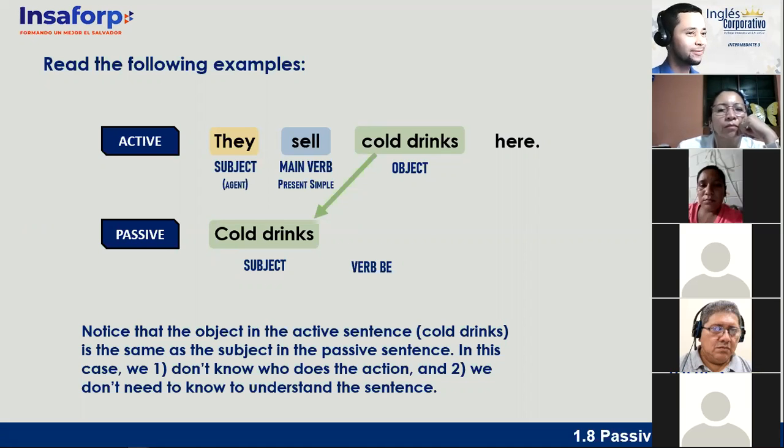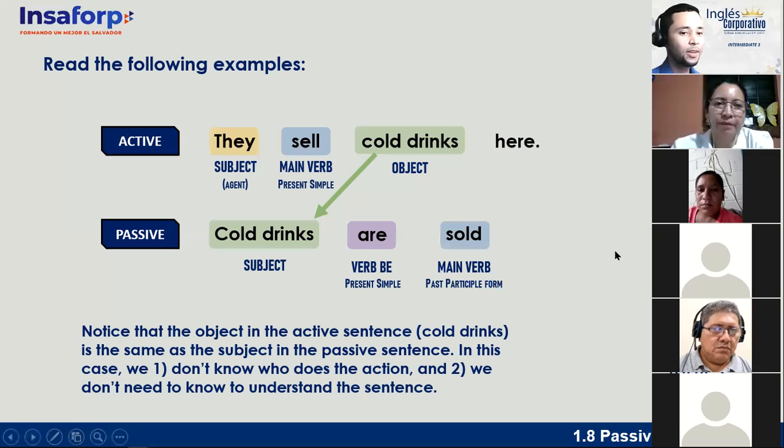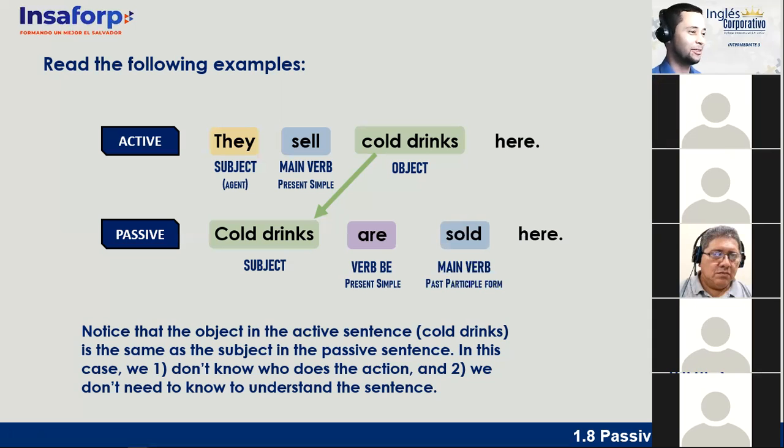Entonces, cold drinks. In this case, are. Are, correct. Okay. Cold drinks are. Now we need to use the main verb in past participle, as you mentioned before. What is the past participle of sell? Sold. That's right. Cold drinks are sold here. Esto en español sería algo como, aquí se venden bebidas frías. ¿Quién las vende? En realidad no necesitamos saber eso, solo vamos, las compramos y nos las sirven.